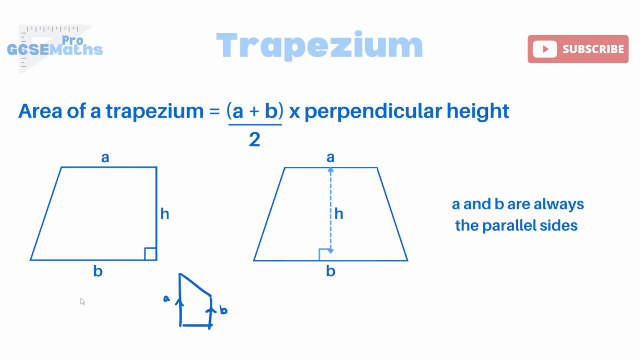It doesn't matter in that case which is A or B as long as the two are correct, being A and B. So, for example, I could put that as B and this one as A. That's fine, because either way they both have to be A or B. Then you're going to times that by the perpendicular height.